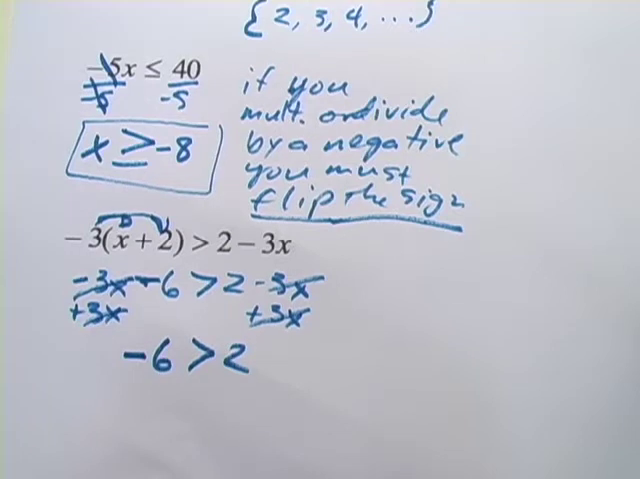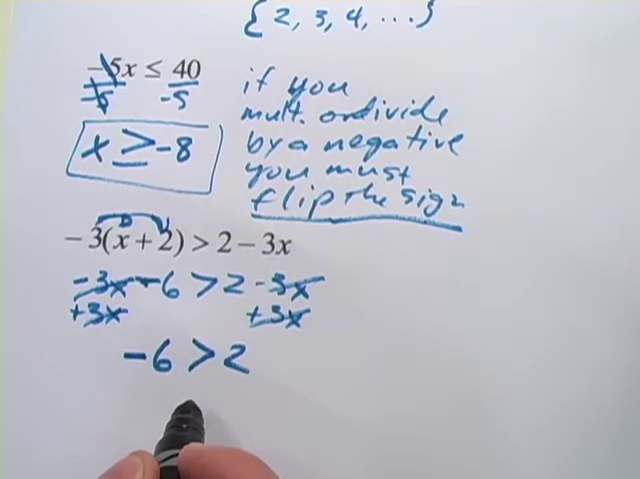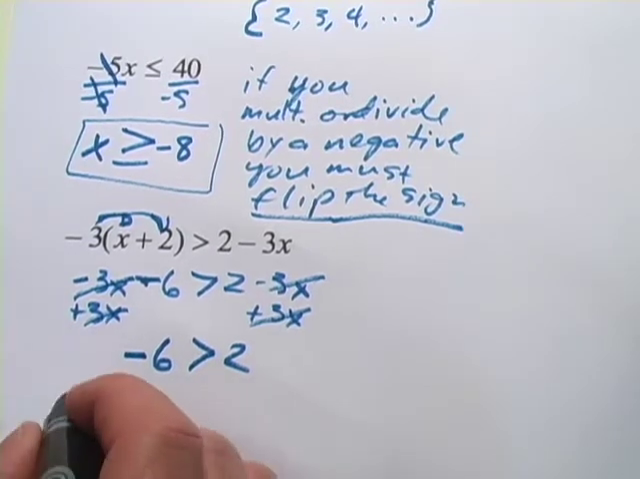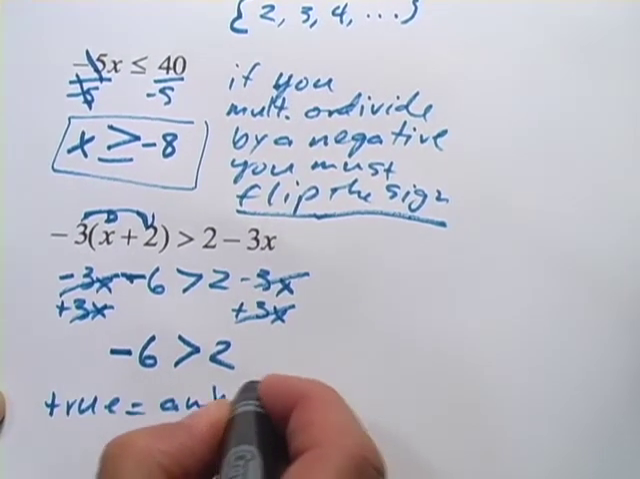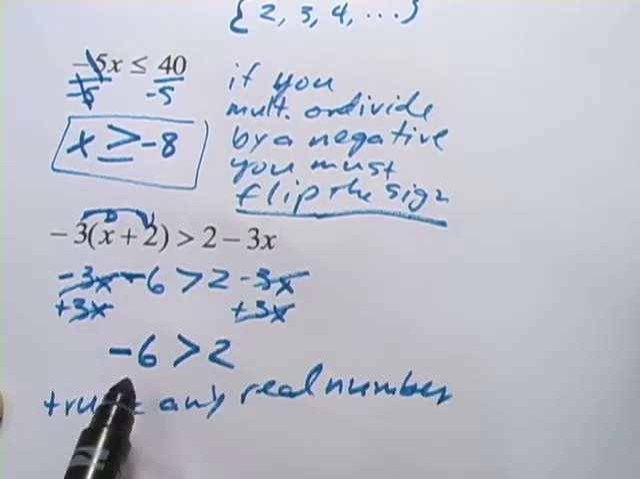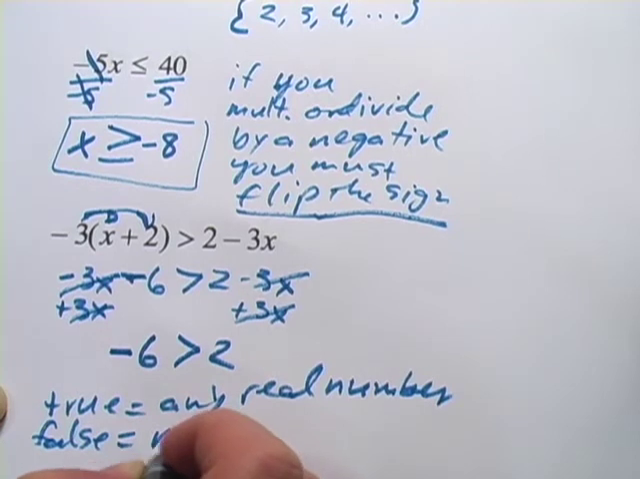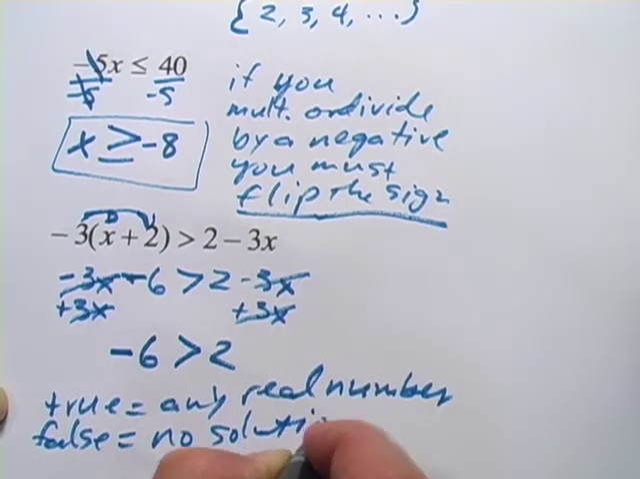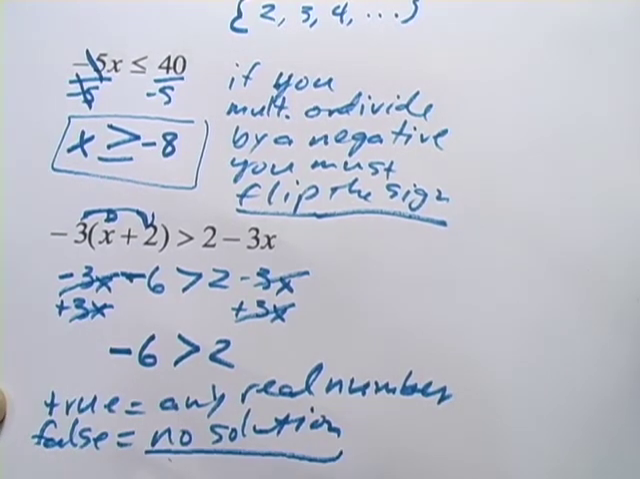That seems very strange. If this happens to you, you have to determine whether this inequality that you're left with is true or false. If it's true, then any real number will work as a solution. So it wouldn't matter what you put in for x, it would always come out true. If it's false, there is no solution, and one of these two things will be your answer. So in this case, is negative 6 greater than 2? Well, no, it's not, so no solution is our answer. So that's a little bit of work with solving inequalities.